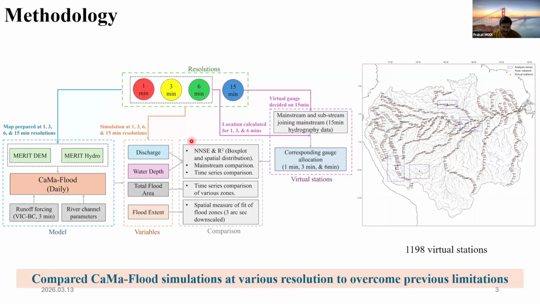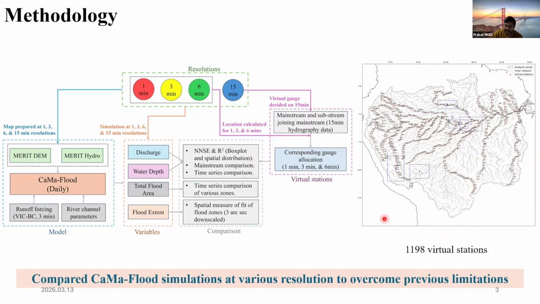We consider different variables like discharge, water depth, total flooded area, and flood extent patterns, and compare them to see how spatial resolution is affecting them. First, to compare the discharge and water depths, which are point observations, we defined virtual gauges based on the lowest resolution, and then allocated the high-resolution locations based on those. We only compared the mainstream river channel of the Amazon and the substreams joining the mainstream. Using that, we got 1198 virtual stations.